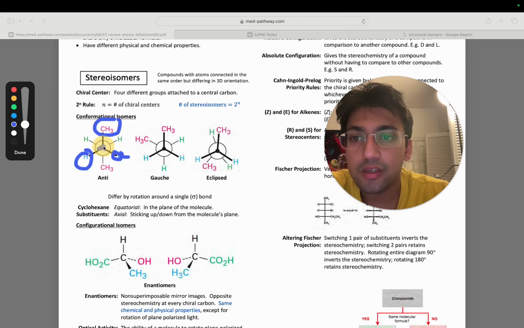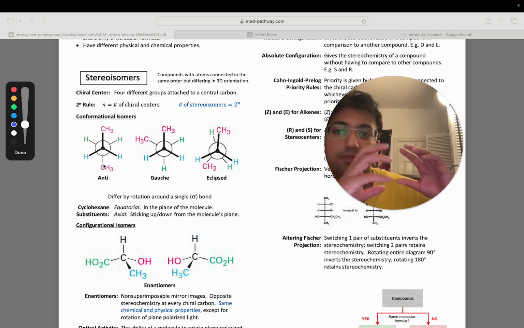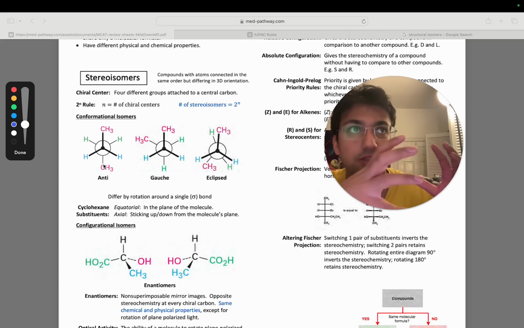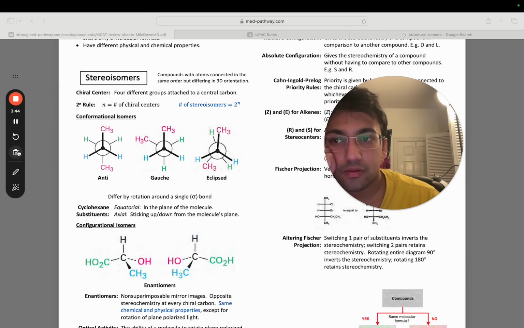Now, behind this carbon, there's another carbon, and that carbon is attached to this CH3, this hydrogen, and this hydrogen. You can imagine orienting these two carbons so that if you rotated the front carbon a little bit, this CH3 is going to be either close to the other CH3 or as far away as possible. This is when you have it as far away as possible, and that's called the anti configuration.